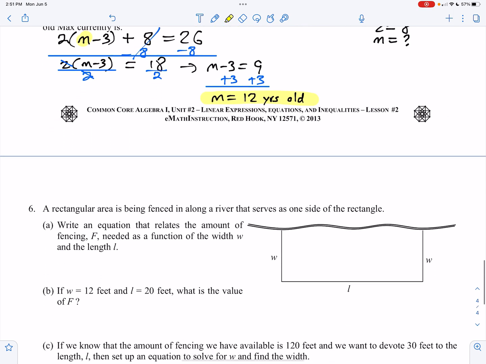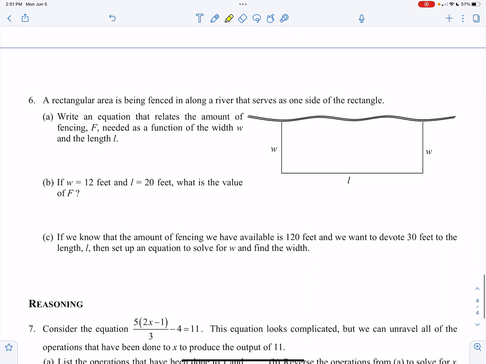Okay, so on to page 4, our final page. In part 6 application, we have a rectangular area is being fenced along a river that serves as one side of the rectangle. You're kind of looking at it from the top view. Write an equation that relates the amount of fencing F needed as a function of the width and the length.